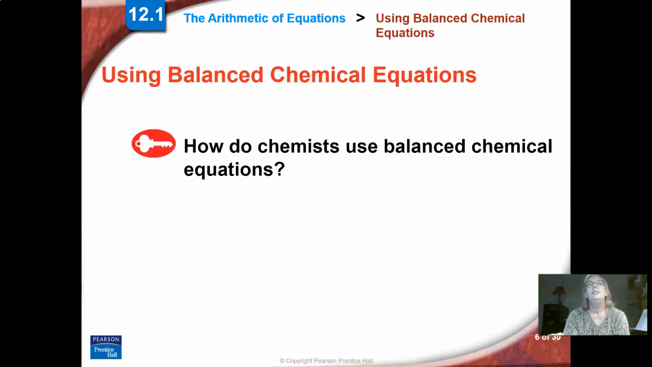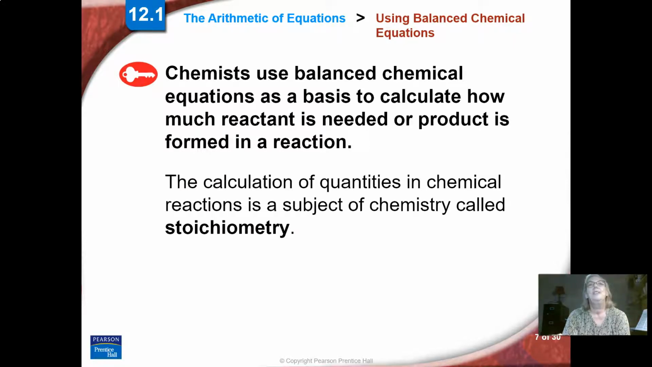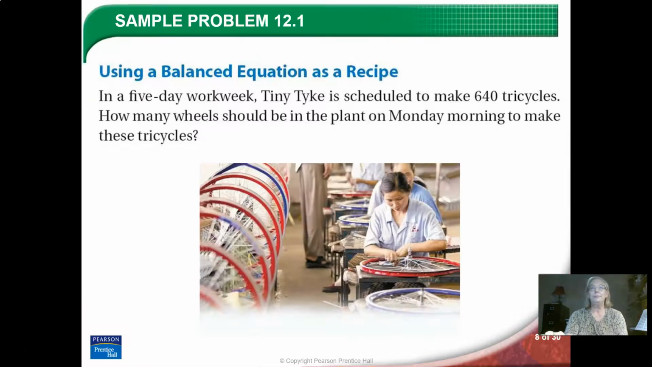So we're going to use balanced chemical equations, so we have to learn how to balance equations. And we're going to use those to figure out how much reactant is needed or how much product is going to be formed in the reaction. So these are important. We're going to use this quantitative kind of stuff, and we call that by the fancy name stoichiometry. So for example, say this manufacturing can make 640 tricycles in a week.